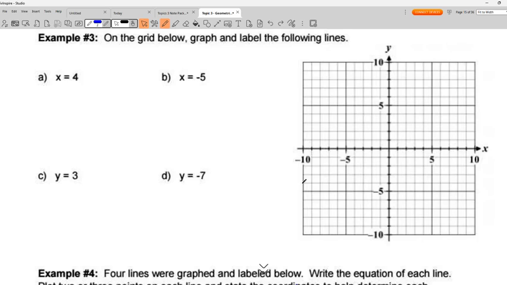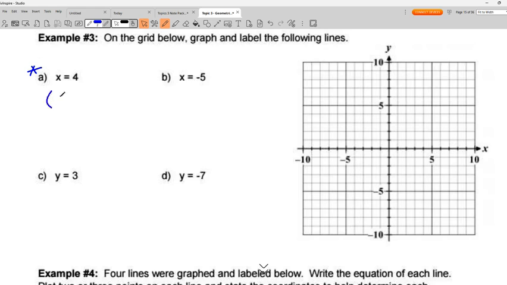In our next example, we're going to graph and label the following lines. All right, let's start with x equals 4. If the equation is x equals 4, that means that every x coordinate along that line is going to have an x value of 4.